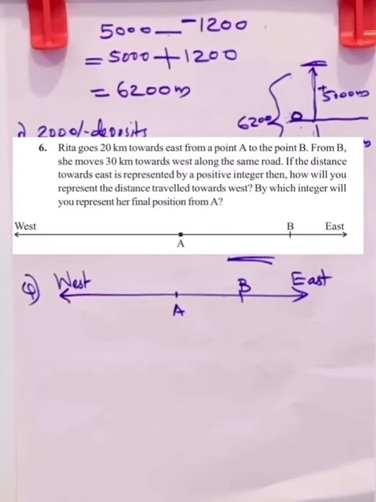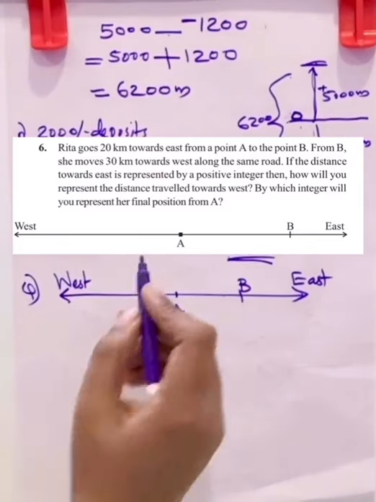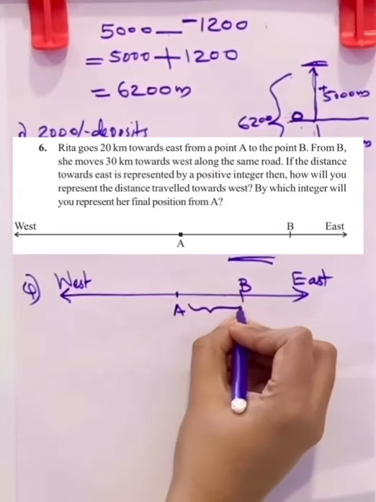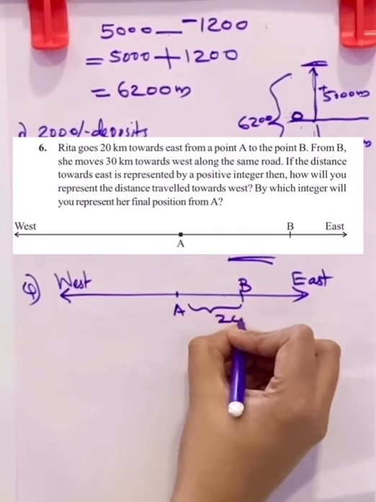Rita goes 20 km towards east from point A to point B. Here it is 20.